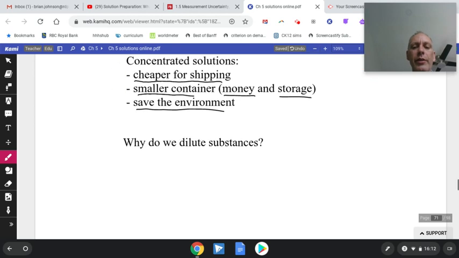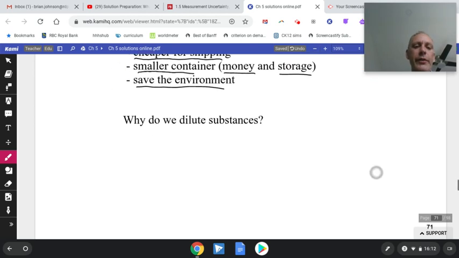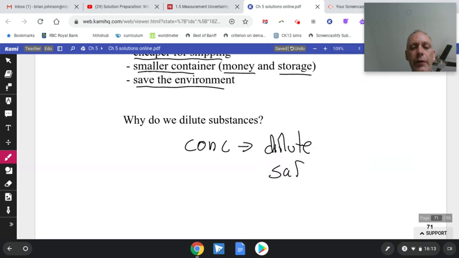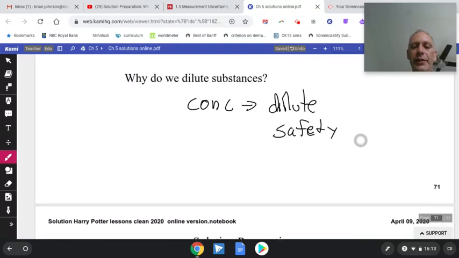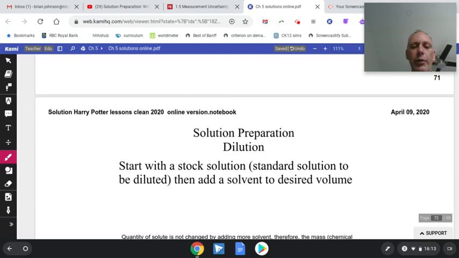So why do we dilute substances? Well, we always start with concentrated to save money. And then in the lab, we often work with dilute. And the reason we work with dilute is mostly for safety. Okay, if we can do the job with a dilute solution, there's less chance of poisoning. There's less chance of corrosive burns for acids and bases. So there's a safety component to that.